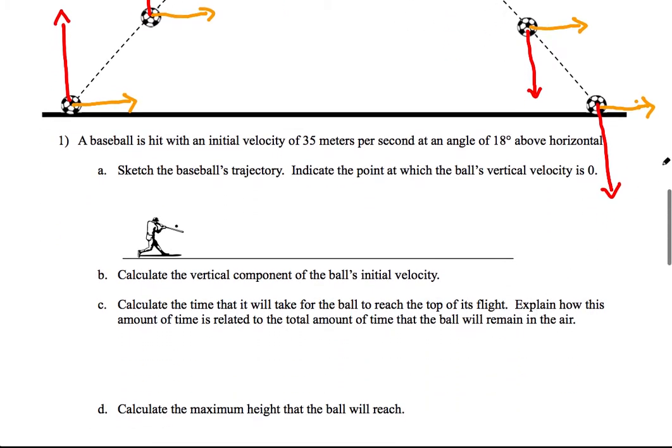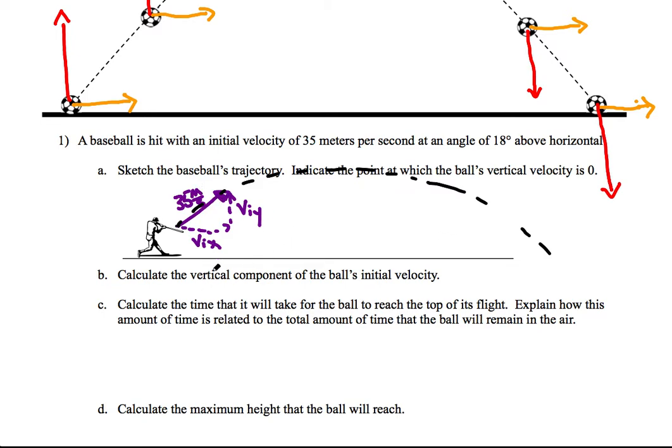All right, so let's take a look at an example here. Let's do another color here. A baseball is hit with an initial velocity of 35 meters per second. That's going to be my hypotenuse. So there's my 35. And then we can break it up into my initial velocity in the vertical and my initial velocity in the horizontal. So the first part is just to sketch its path. I know it's going to take a parabolic arc, so it's going to look something like this. Maybe you guys can do a better parabola. Well, that's actually not too bad.